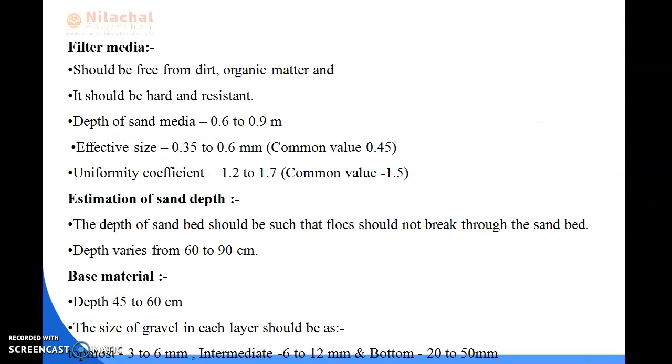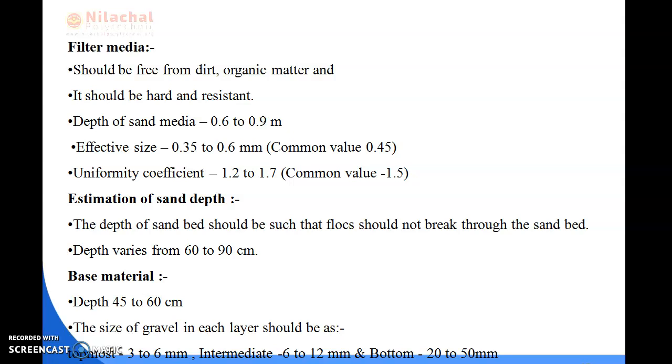Next is the filter media. The filter media, as I have told, is sand. It should be free from any dirt and organic matter. It should be hard and resistant. The depth of the sand media should be 0.6 to 0.9 meter, and the effective size of the sand is 0.35 to 0.6. We can take a common value of 0.45, and the uniformity coefficient of the sand is 1.2 to 1.7. Okay, in the slow sand filter the coefficient was about 2 to 3. Here we will take it as 1.2 to 1.7.